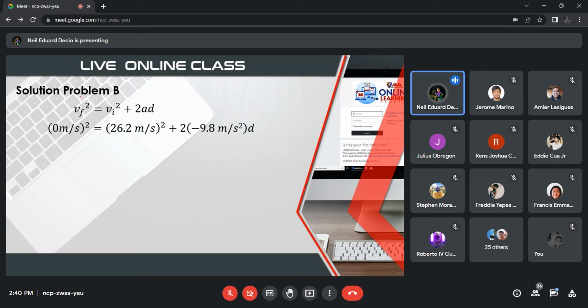So, let's simplify. Of course, this 0 m/s squared would automatically be equal to 0. Then 26.2 m/s squared would be 686.44 m²/s², plus 2 times -9.8 m/s² would be -19.6 m/s², and then copy the d. Okay. Can we add this 686.44 m²/s²? What would be our next step after this?